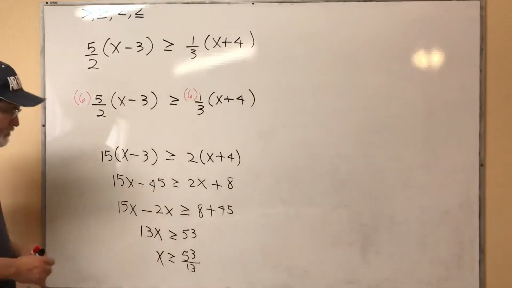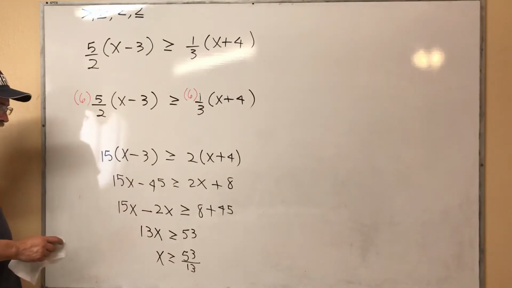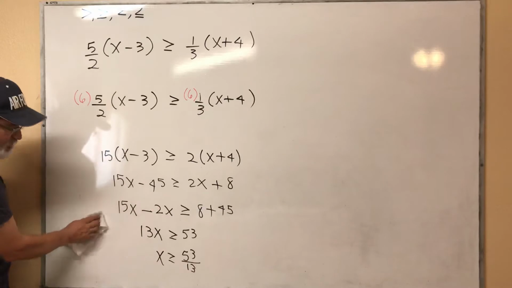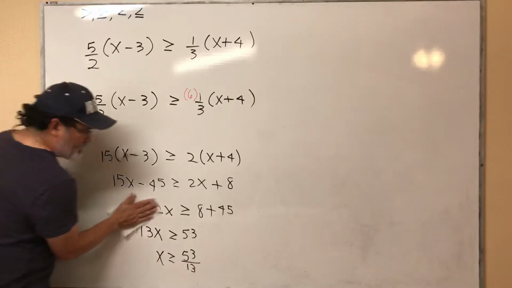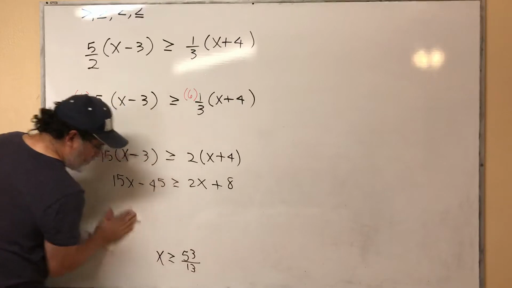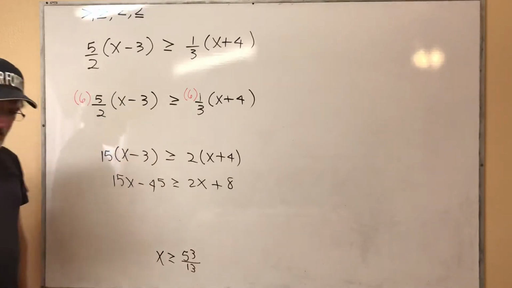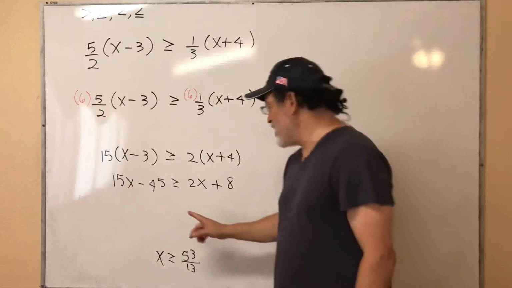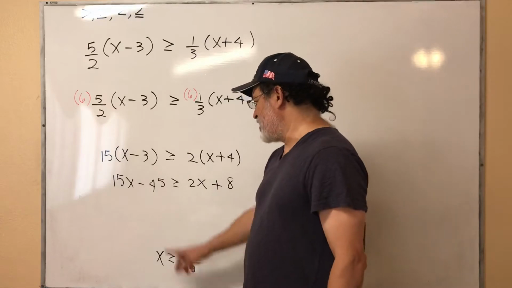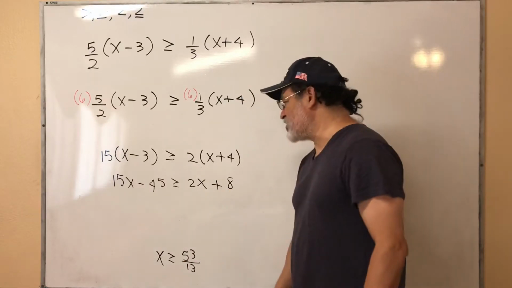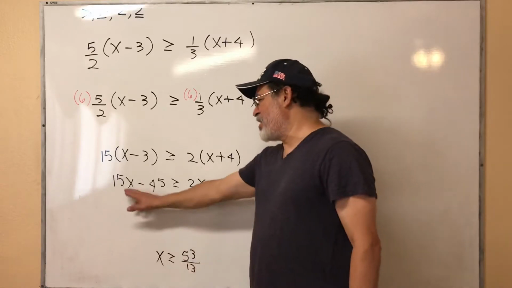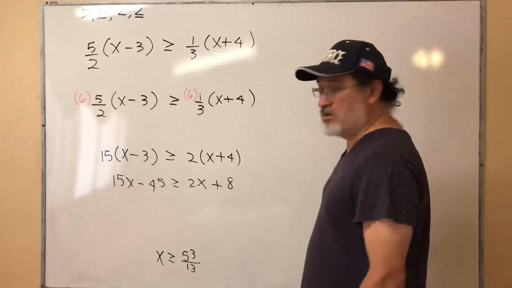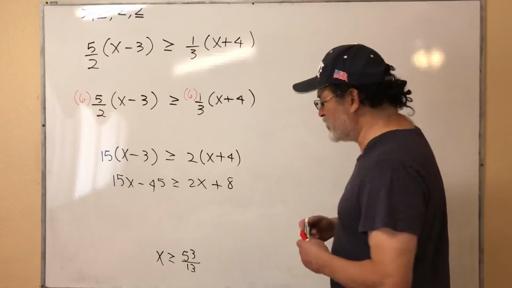Suppose I do it differently. Suppose I bring this 15x to the right. Okay? So let me erase this. Okay? Watch this. That's my answer, okay? Instead of bringing the 2x to my left, the negative 45 to my right, instead of that, let me bring the 15x to my right and the 8 to my left. The answer should be the same. Let me do it that way.